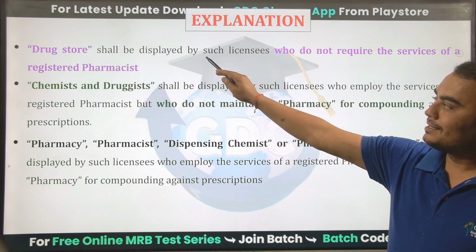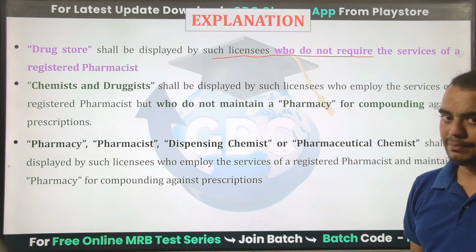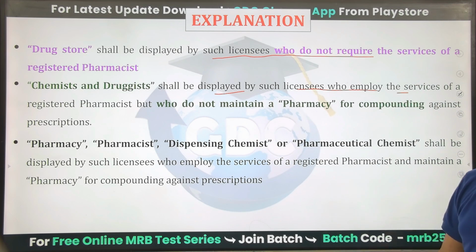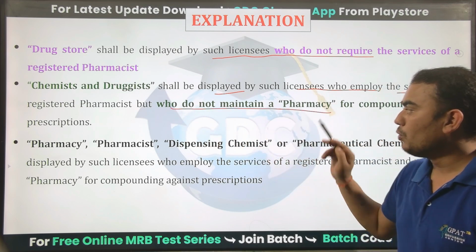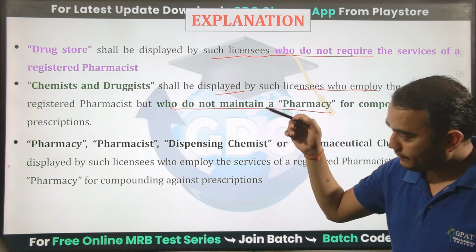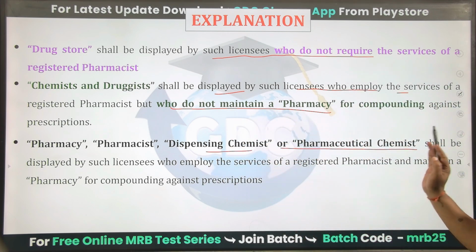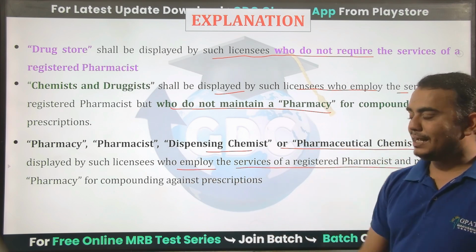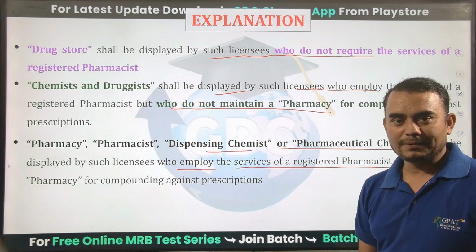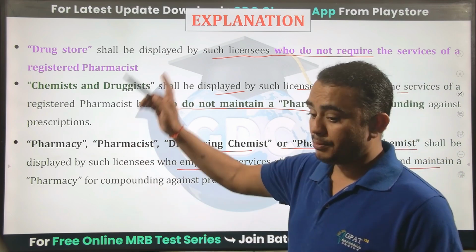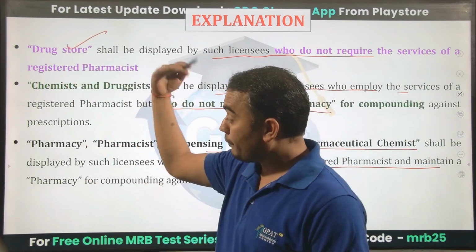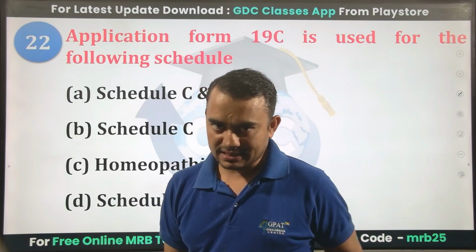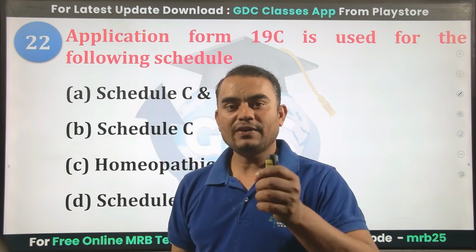Drug store shall be displayed by those who do not require the service of a registered pharmacist. Here the service of a registered pharmacist is not required, but chemist and druggist shall be displayed by such licensees who employ the service of a registered pharmacist but do not maintain a pharmacy for compounding, while pharmacy or dispensing chemist, pharmaceutical chemist shall be displayed by such licensees who employ the service of a registered pharmacist and maintain a pharmacy for compounding of medicine for the prescription. So that is the pharmacy. You remember previously it was the chemist and druggist, then we have the drug store. Now it becomes the pharmacy, where a pharmacist is required, where compounding is also carried out, where a pharmacy is also maintained.